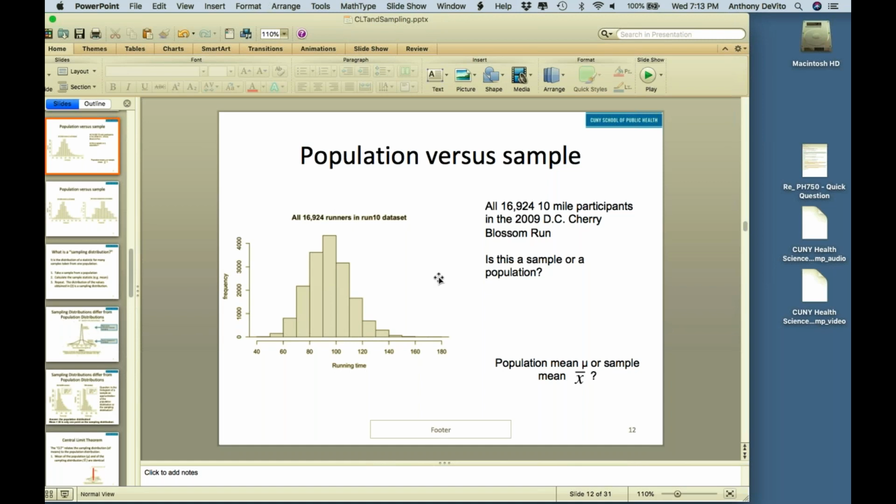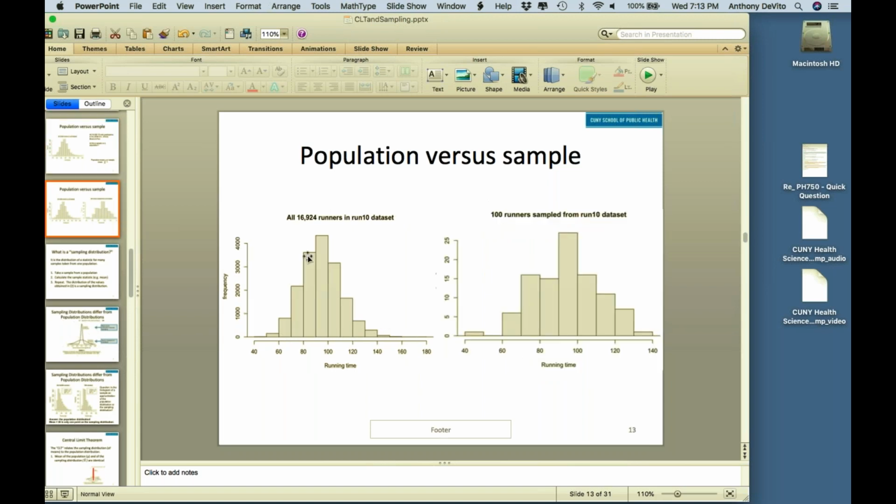Right. So at any rate, that's a population. That's everybody that ran the race. This is the result for everybody that ran the race. Their times, I guess, it probably would be. So if we took the mean of this, it would be mu. It would be the population mean. Okay, so now let's take a look at the difference here.